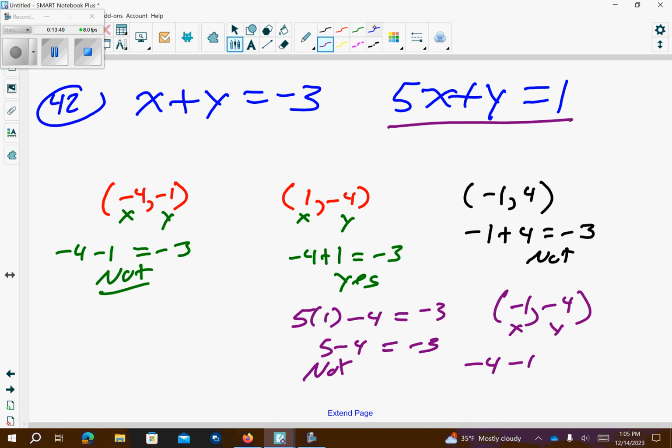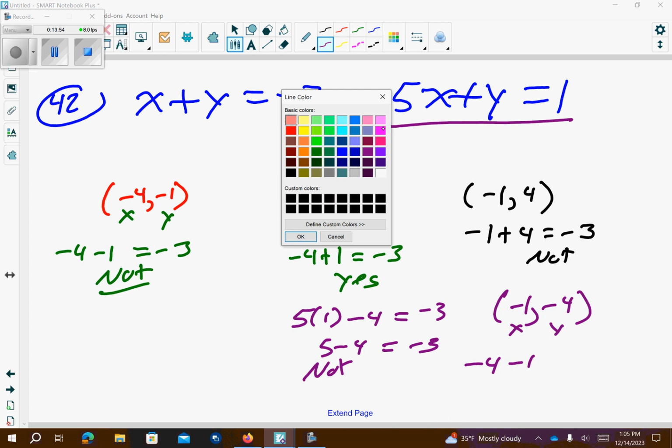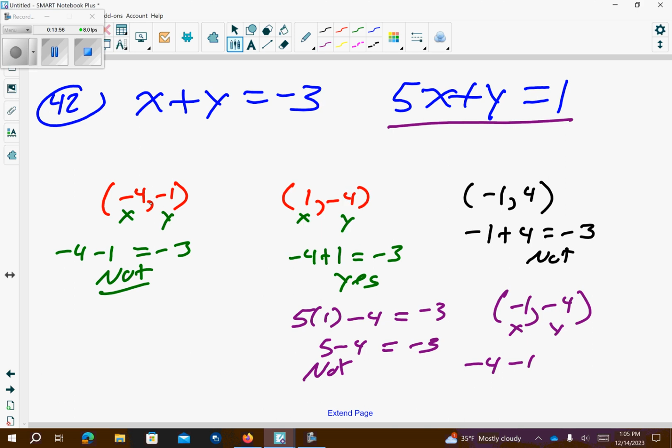I think I made a mistake someplace. Let me go back and double check my work. I'll check my work with a hot pink. Make sure I did it right. So this first one, -4, -1, that definitely doesn't work. This one works here. 5, -4, that doesn't work. -1 plus 4, that doesn't work. -1. I don't think we have an answer. I don't have an answer.